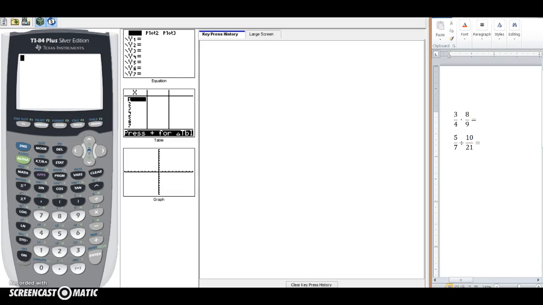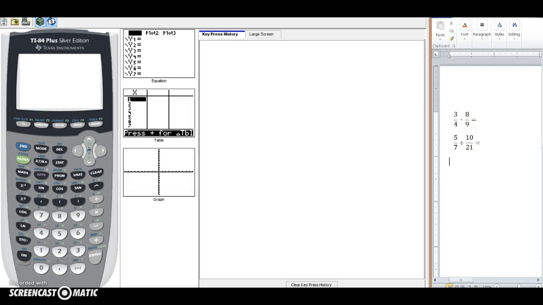In this video, I want to show you how to multiply or divide fractions on your TI calculator. And what I'm about to show you should work on your TI-82, 83, or 84 calculator. We're going to be using these two examples that you see over here. But before we get started, let me mention one thing.